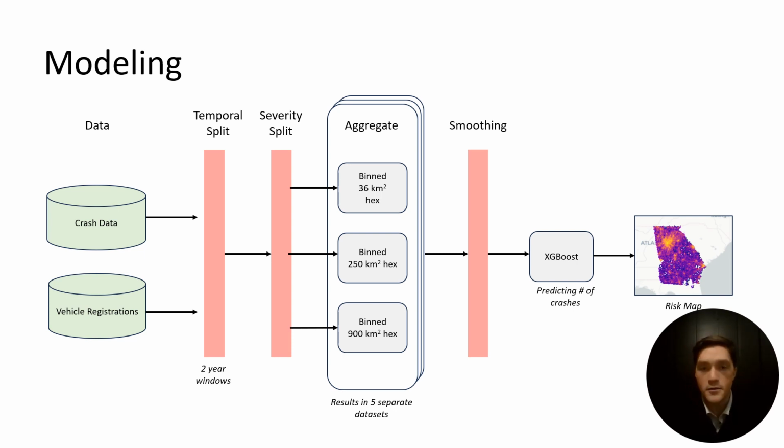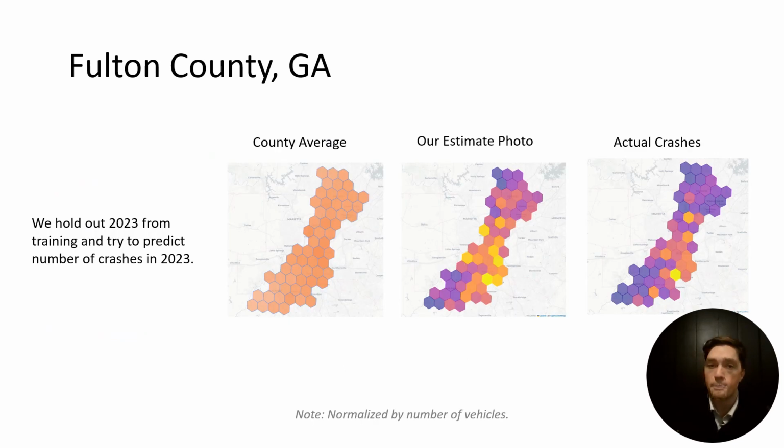Then we aggregate those into our hexagons that we talked about. And the first one is only 36 square kilometers. And then we have a little bit bigger hexagons as well to help us with the voids in the data and provide a more accurate approach. And then we smooth the data, and to do that we use our XGBoost algorithm to help us predict the number of crashes and smooth the data points out, and then we get our model.